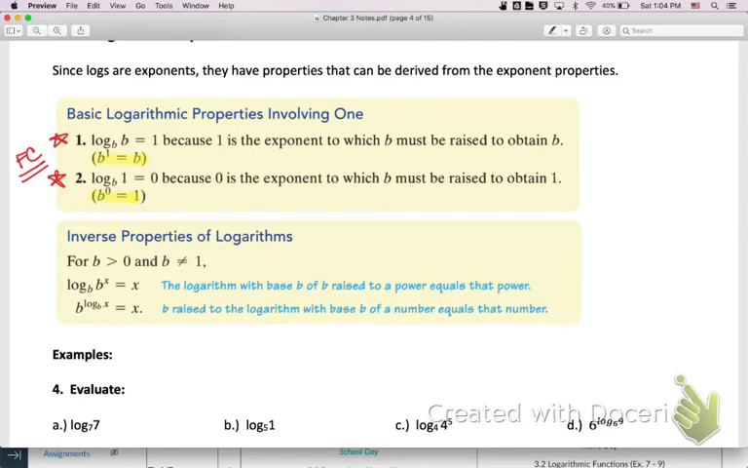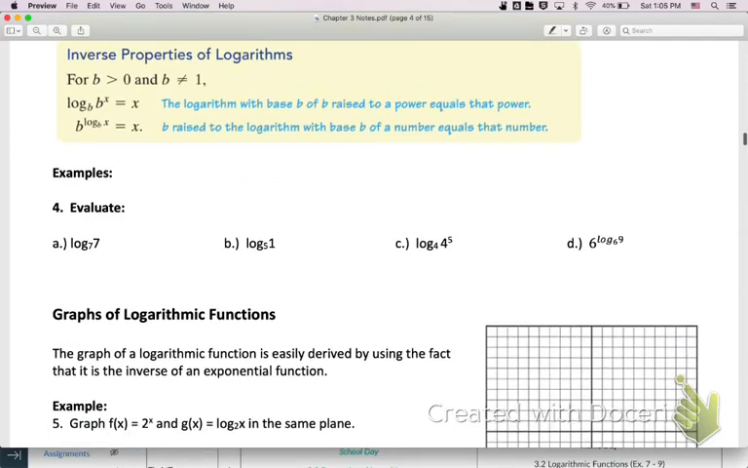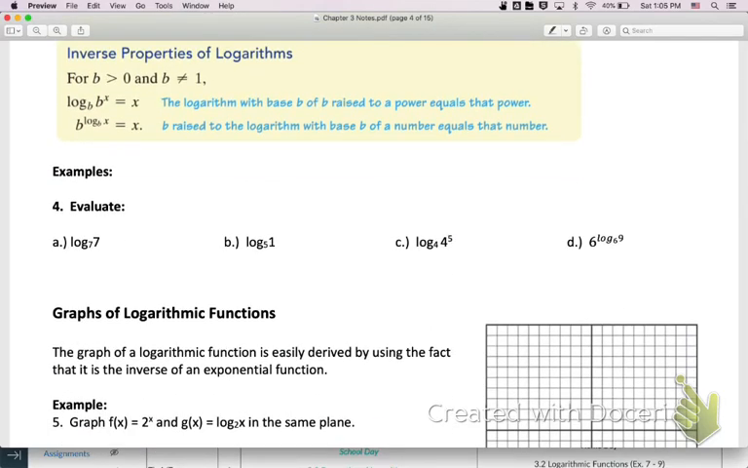So let's see what that looks like when we put those into practice. So the log base 7 of 7, again, what we notice here is that these match, so this is going to be equal to 1. That's that number 1 property that we looked at. B, the log base 5 of 1, you need to immediately recognize that that is going to be 0, because of the 1 on the inside. Anytime there's a 1 on the inside, that's what you're going to get.